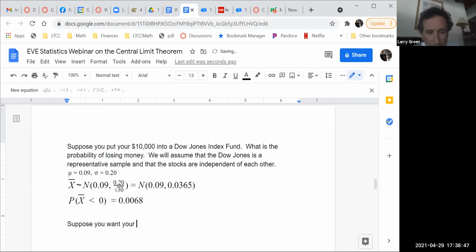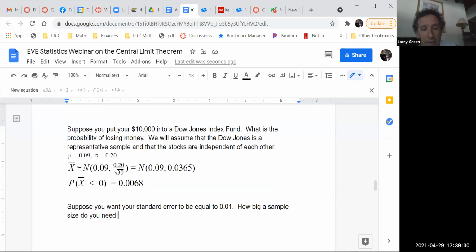you want your standard error to be equal to, you don't want it to be 0.2 because that was the standard deviation, but let's say you want it to be equal to 0.1. Let's make it, how about 0.01? So let's suppose you want exactly 1%. How big a sample size do you need? So in the stock market idea, how many stocks do you need in your diversified investment is a kind of financial way of saying it. But it works in any case that we do. Any questions on the question?